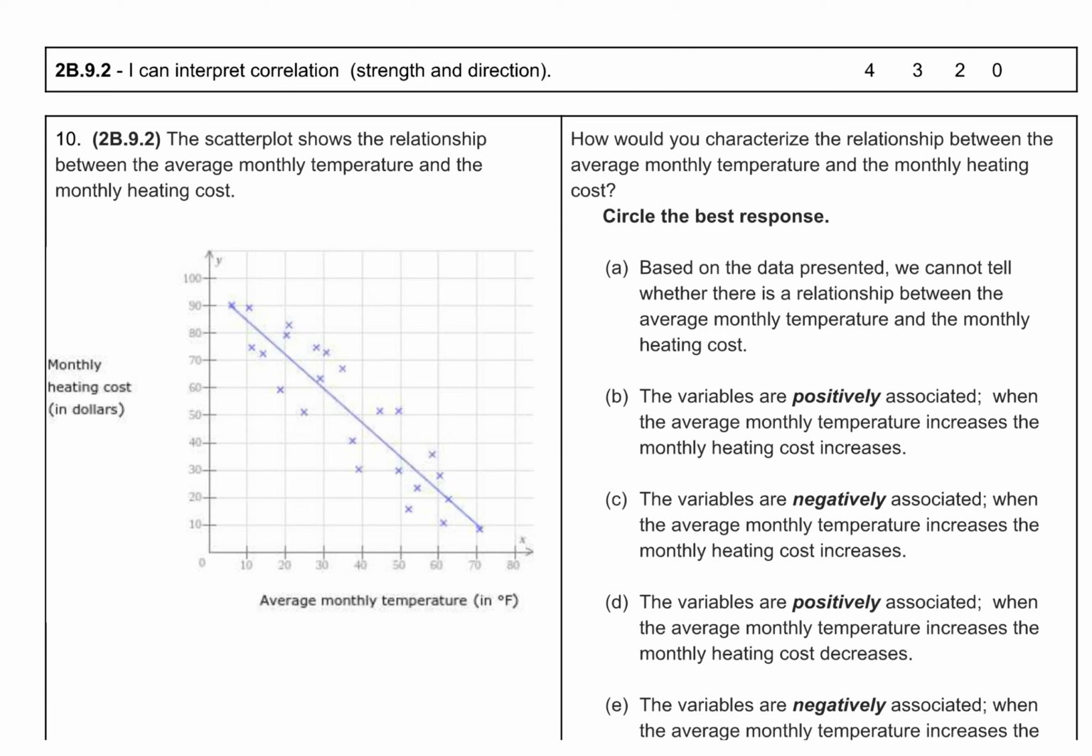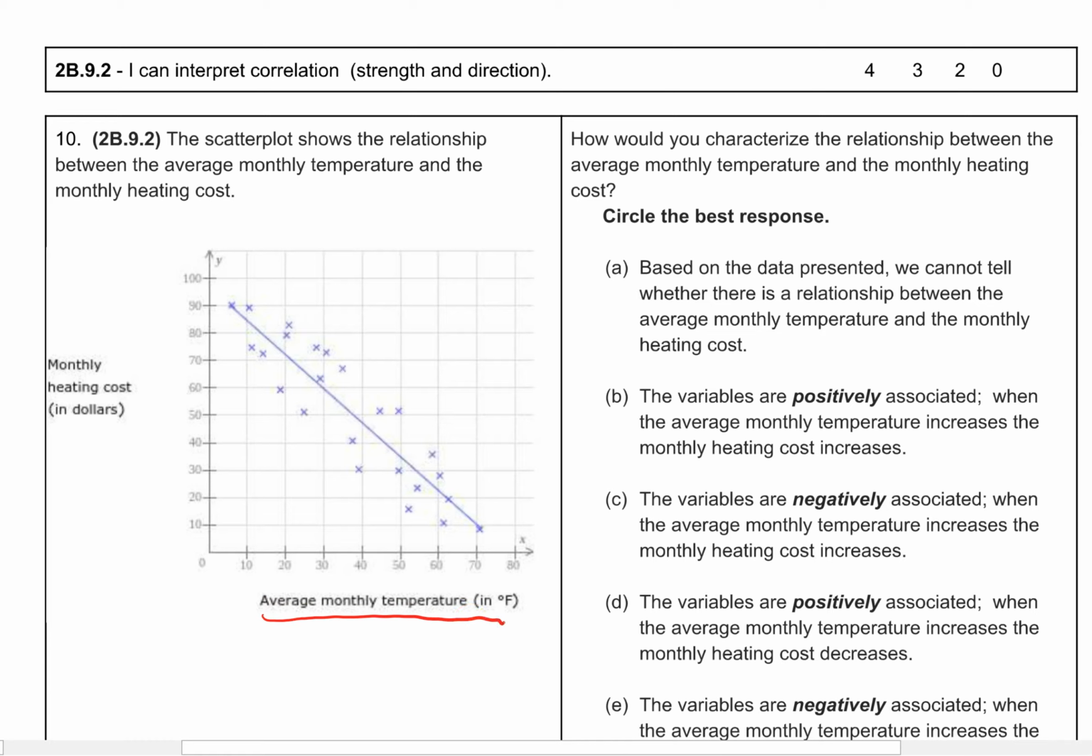Hi, Math 1 students. We are looking at the Mod 9 formative, on the very last two pages, pages 5 and 6. Taking a look at a new proficiency, look at the top 2B 9.2, that you can interpret correlation, both strength and direction. So for number 10, we are given some information.